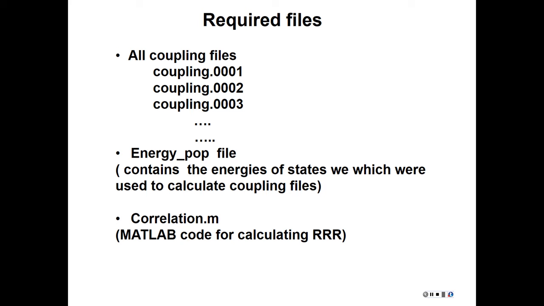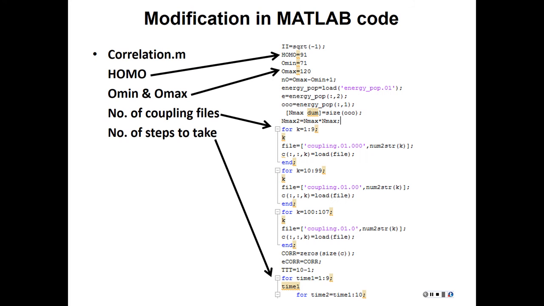And another file we need is that correlation MATLAB code. Here is the code. So we need to modify a couple of values here: the state number of HOMO, the minimum state, maximum state, and number of coupling files.